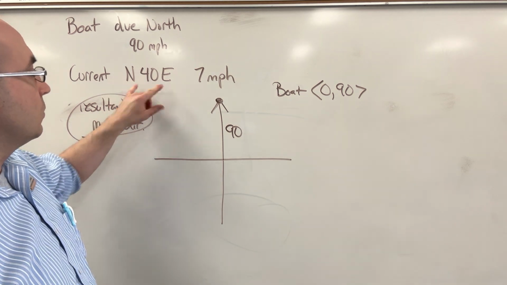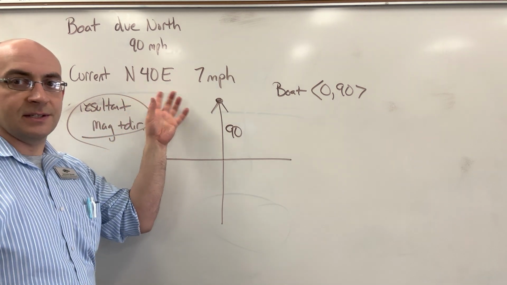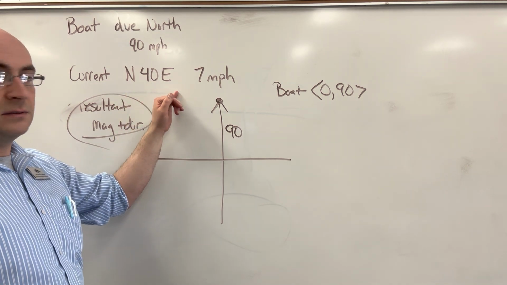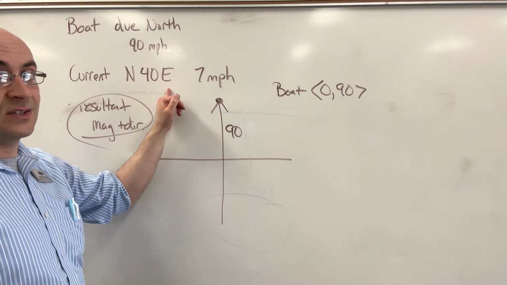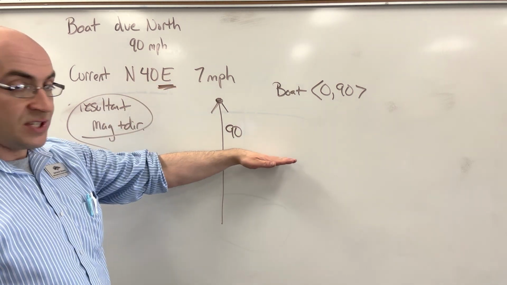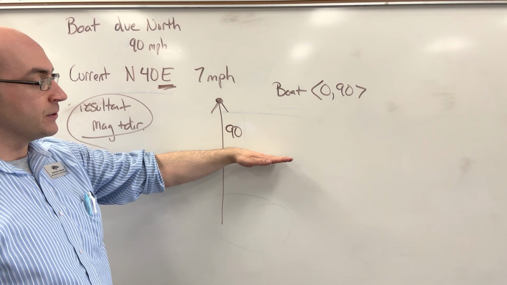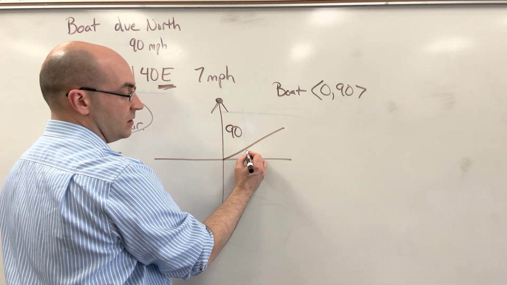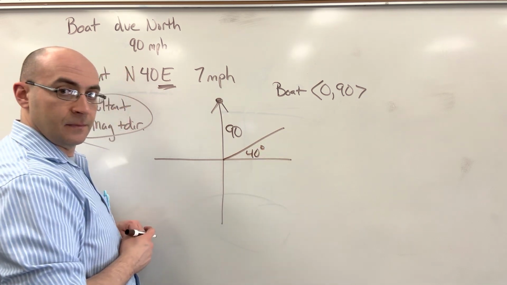Now let's do the current. Well, this is a little freaky, right? Because it's a little messed up. North 40 of east, or north 40 degrees from east. So we always start with the second letter. East is here. I'm going 40 degrees north of here, right? So I'm actually going to open up here, and this is 40 degrees, okay?